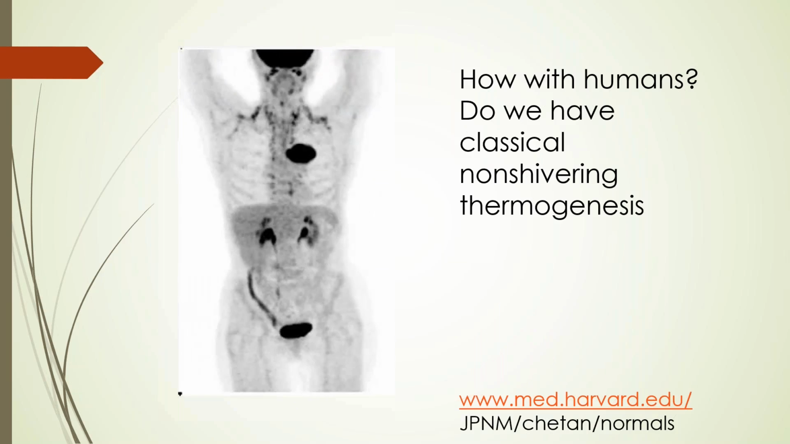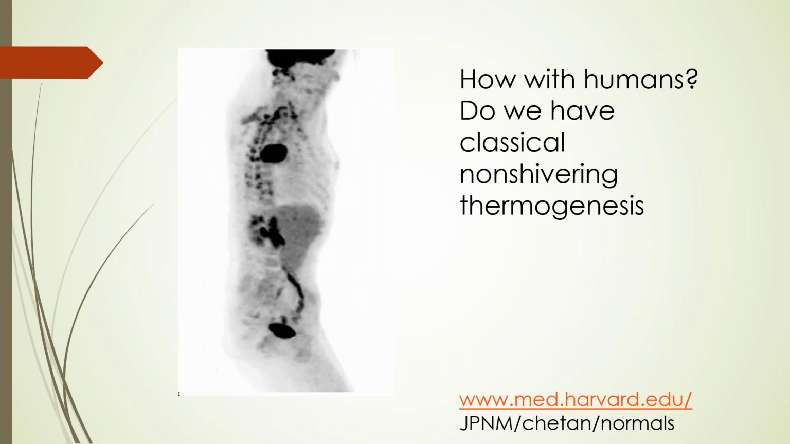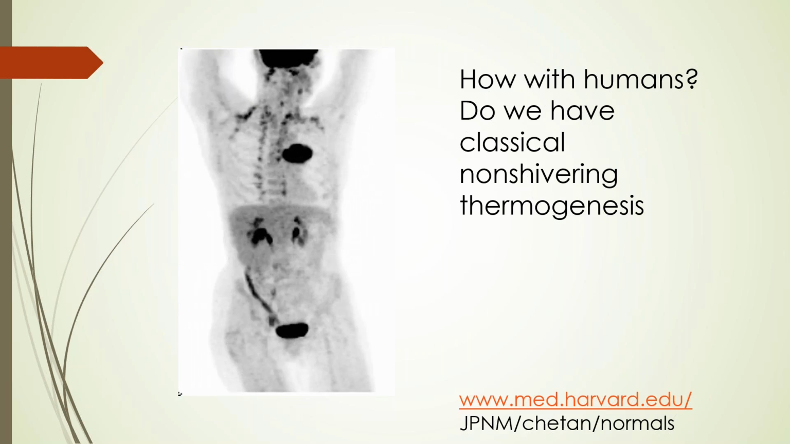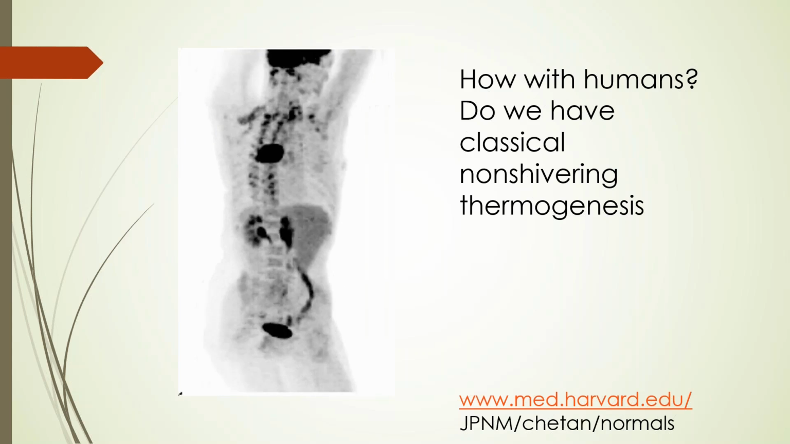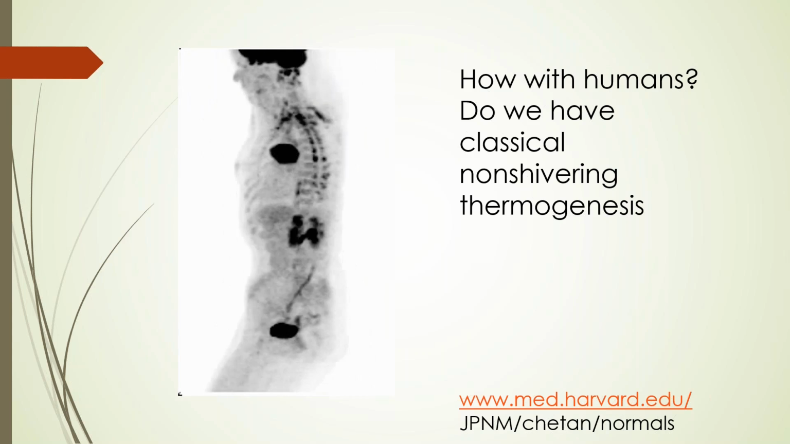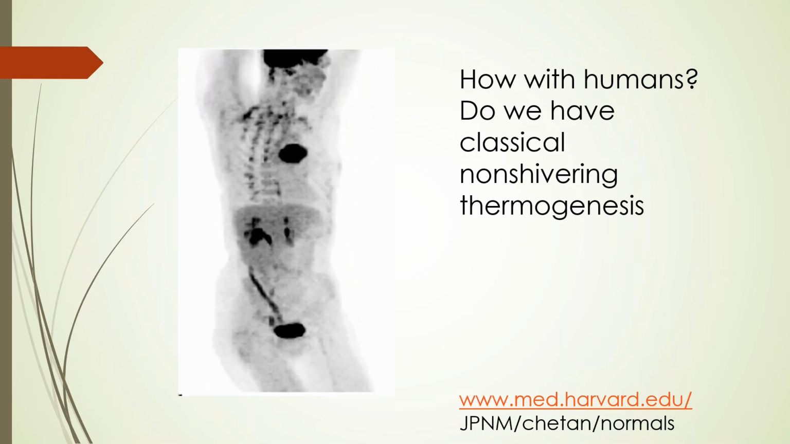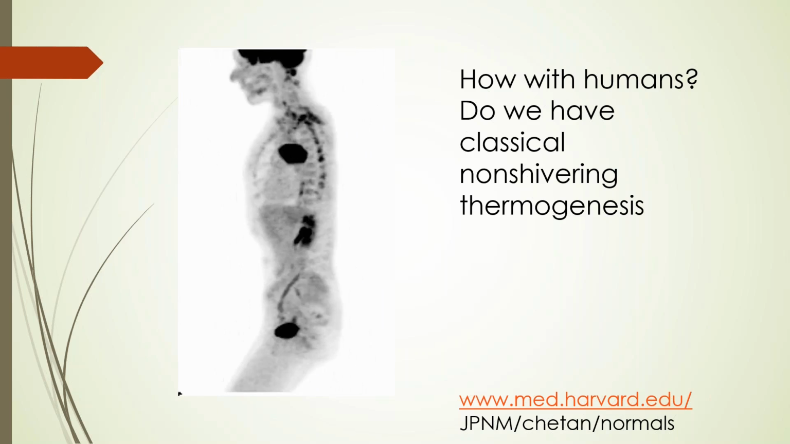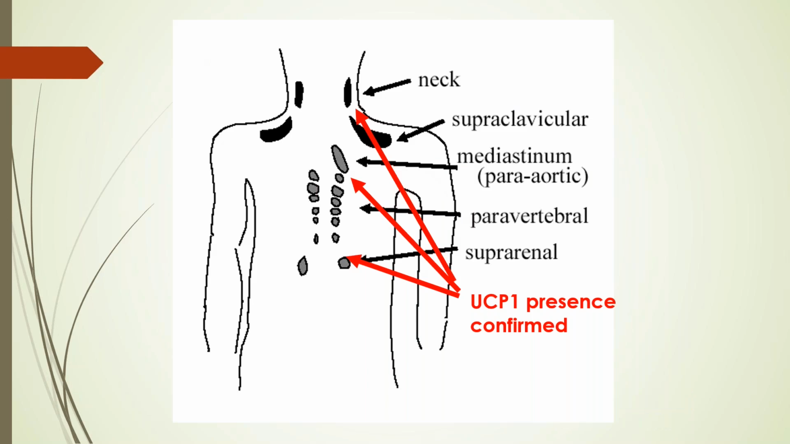Now, how about humans? Do we have classical non-shivering thermogenesis? Okay, fine, we detect through PET scan that we have fat depots in our body, but are they really brown fats? Do they really produce heat? That was the question. To produce heat, they should have UCP1 because UCP1 is the main protein which gives brown fat the identity, the power to produce heat.